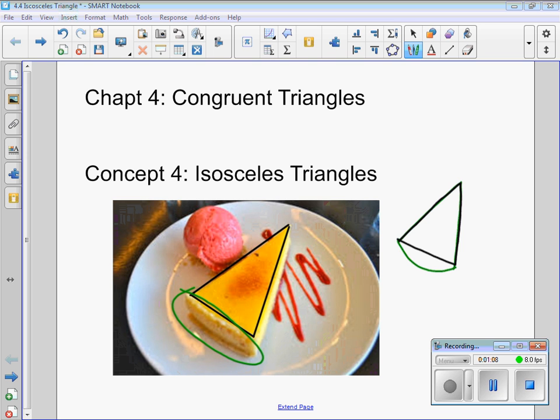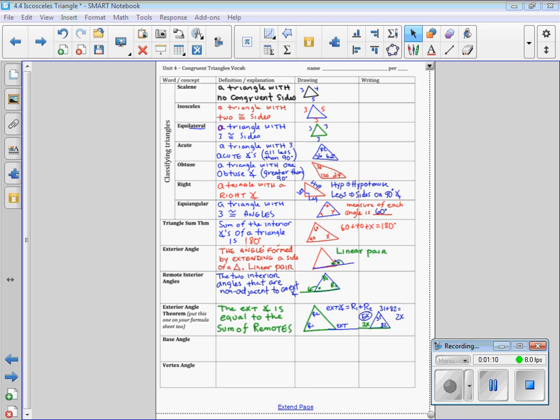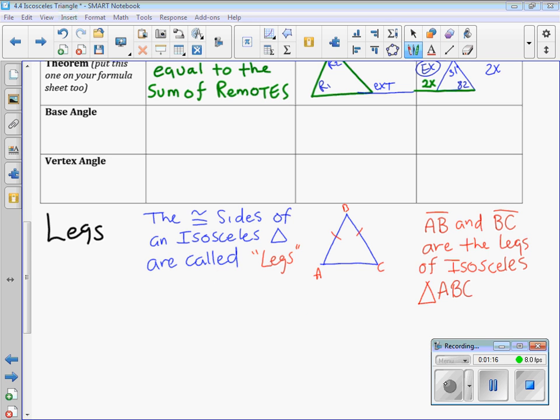Let's move on. So I had our vocabulary words started from last time. We're going to zoom in and look at base angles and a couple other ones here. All right, so before we get to base angle and vertex angle, I want you to add legs to the bottom of your page there if there's room. We need to make sure we know what a leg is in an isosceles triangle.